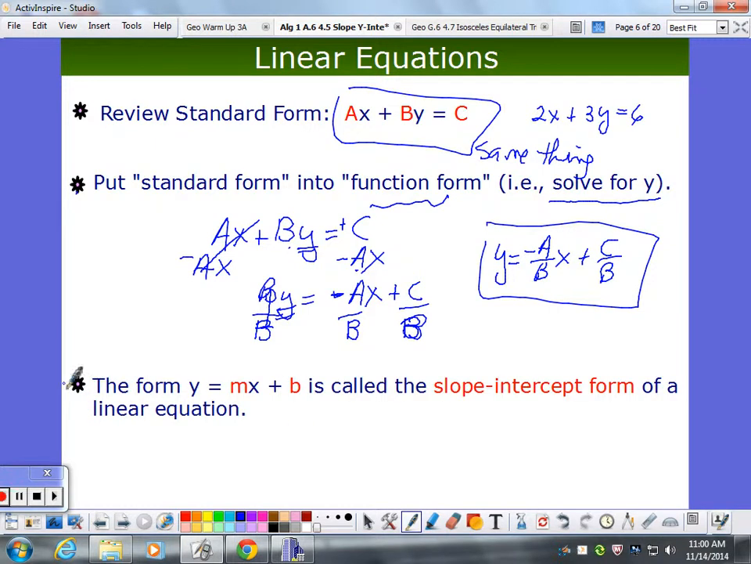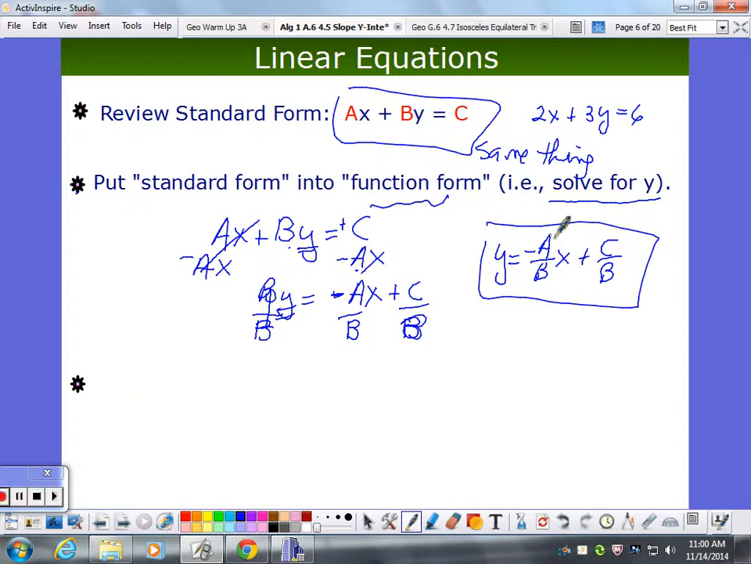Because what I'm going to do with this is I'm going to say, listen, negative a over b and c over b. So remember how a over b are just numbers? They're just placeholders for numbers. So I'm going to call this a different letter. I'm going to say negative a over b, which is taking the place of like two numbers here. Why don't I just call it m.